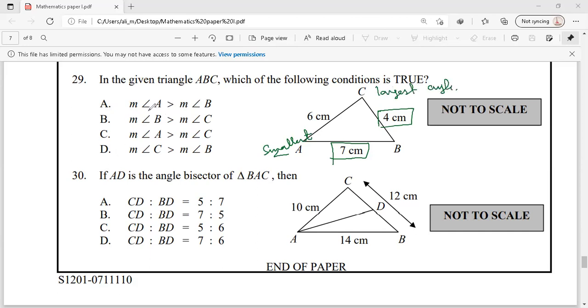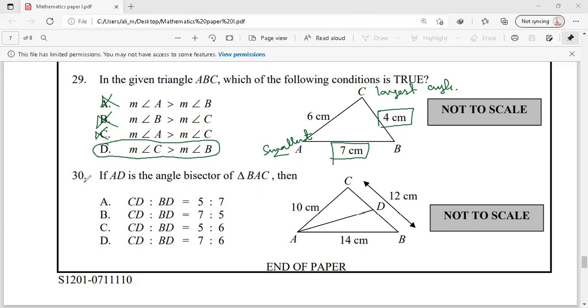So the first condition states that A is greater than B. A is the smallest, so it couldn't be greater than angle B. This is incorrect. B is greater than C: C is the largest angle, so C couldn't be less than angle B, so this is also incorrect. Option C states angle A greater than angle C, but angle A is smallest, so this condition is also incorrect. So the right answer we have is option D, in which angle C is greater than angle B.